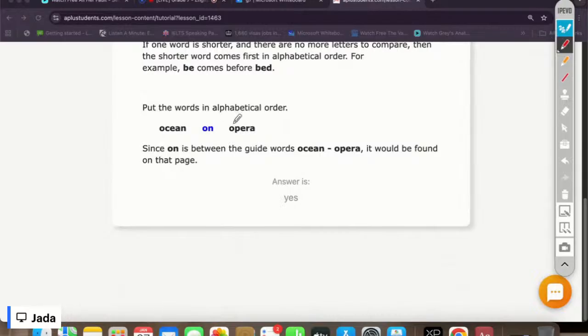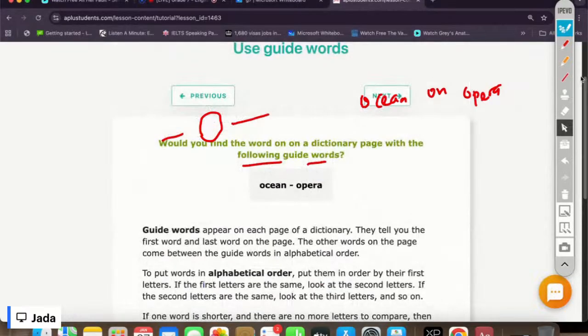So, put the words in alphabetical order. We have ocean, we have on, and we have opera. Okay, so since on is shorter between the guide words ocean to opera, it will be found on that page. So this is the word that you need to check. Is it gonna be found in between ocean to opera? So of course it's shorter, so definitely you're going to find on. Okay.